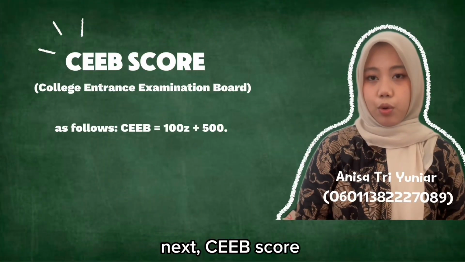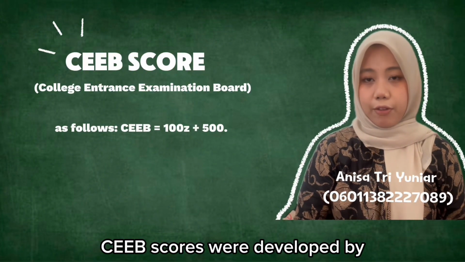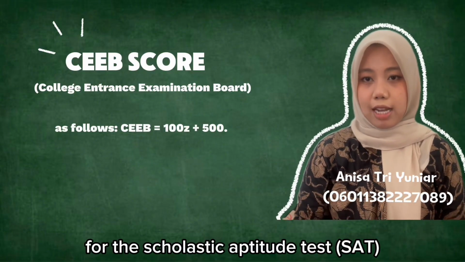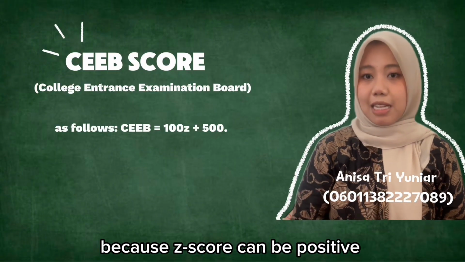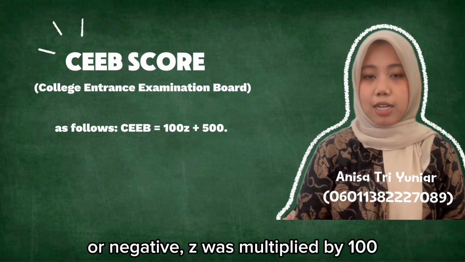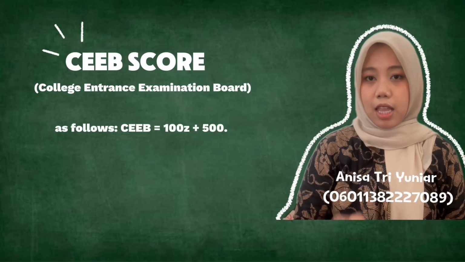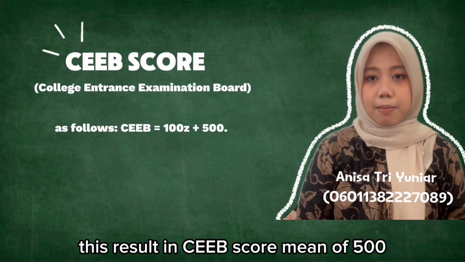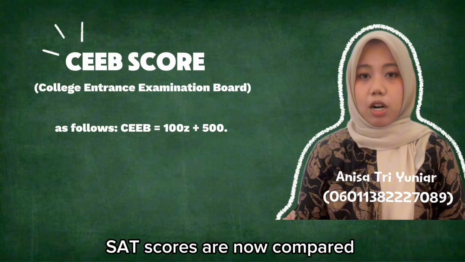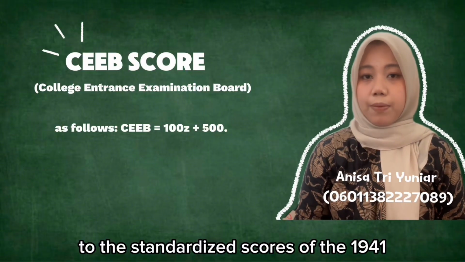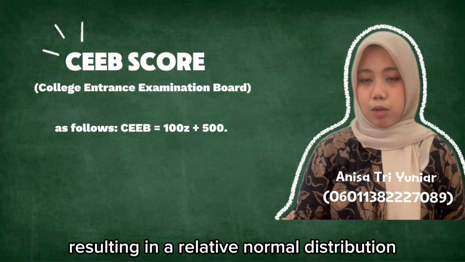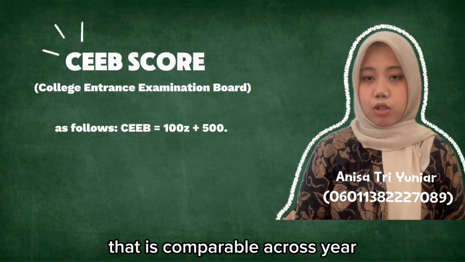Next, CEEB score. CEEB scores were developed by the College Entrance Examination Board for the Scholastic Aptitude Test or SAT. Because z-score can be positive or negative, z was multiplied by 100 and 500 was added. This results in a CEEB score mean of 500 and a standard deviation of 100. SAT scores are now compared to the standardized score of the 1941 test group, resulting in a relative number distribution that is comparable across years.